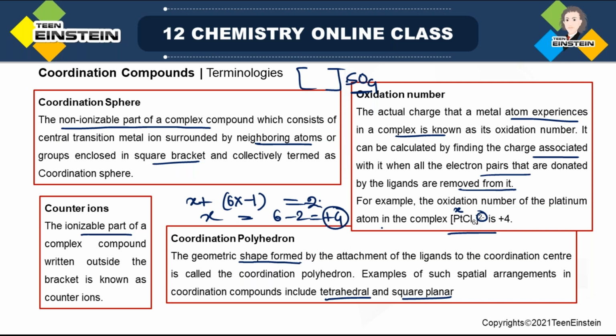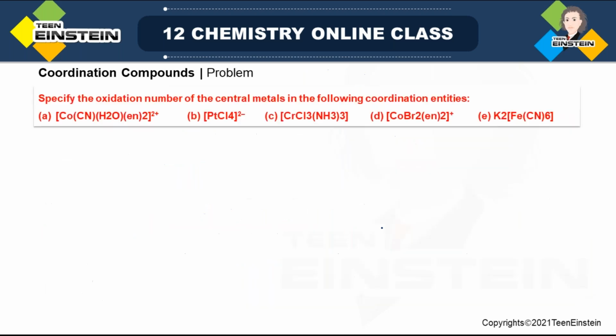Any doubt in any of these terminologies? The last term that we have mentioned, oxidation number, and we will now find out the oxidation number of the central metals in these entities.